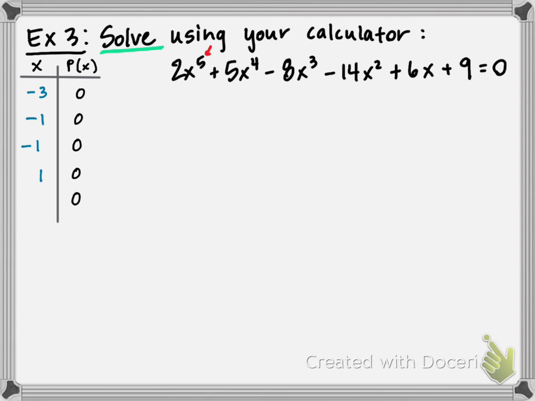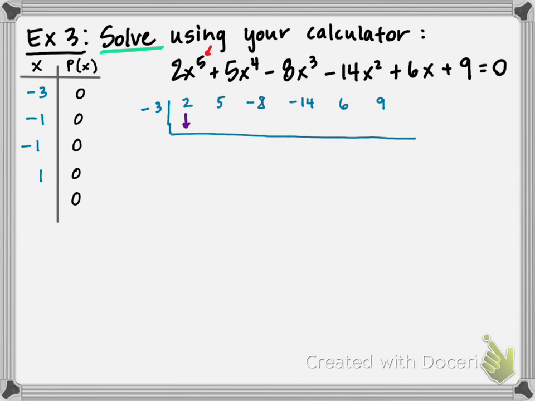So what I'm going to do now is, because I have 4 of the 5 zeros, I'm going to divide them out. So I'm going to set up my synthetic division with negative 3 on the outside, creating my synthetic to divide. So we have 2x to the 5th, 5x to the 4th, negative 8x cubed, negative 14x squared, 6x, 9. Use your synthetic method and solve.